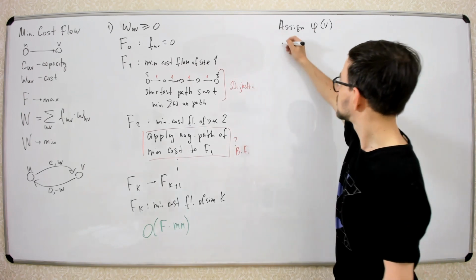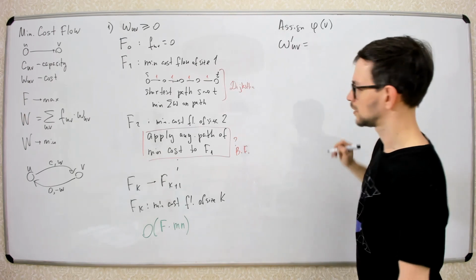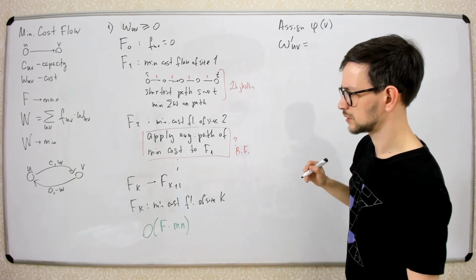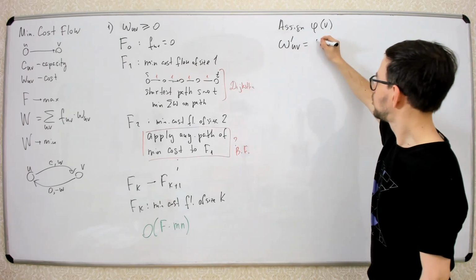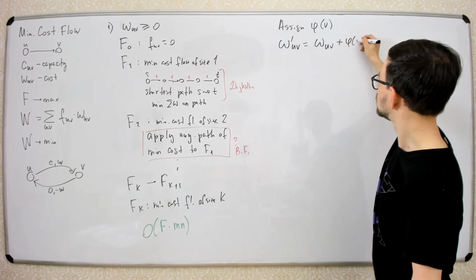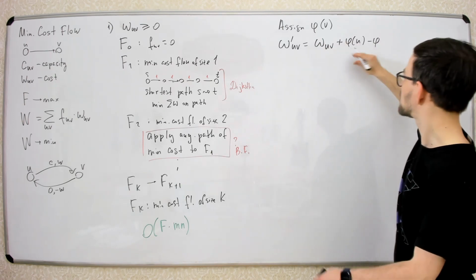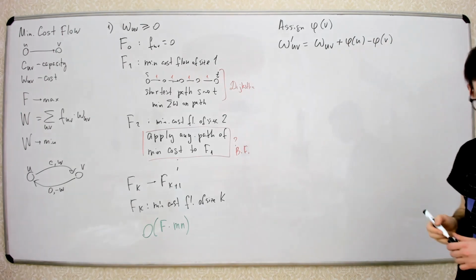So we'll say that the new weight of the edge uv will be the old weight of the edge plus the potential of u minus the potential of v, like this.